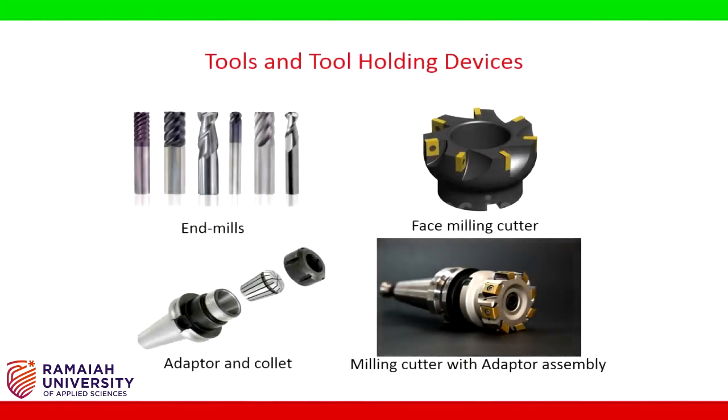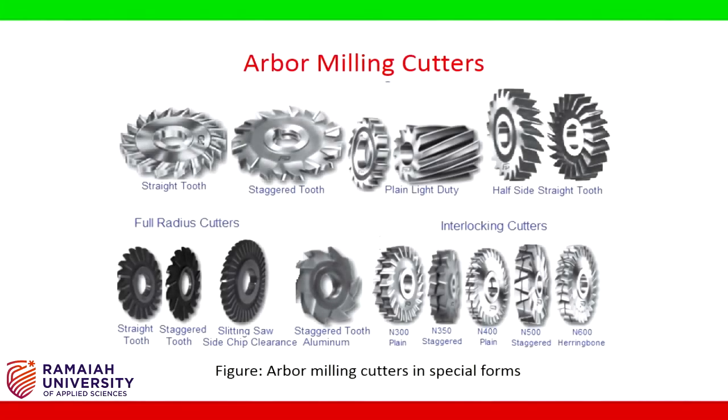Tools and tool holding devices. The figure shows the end mills and inserted types of cutters along with adapters for holding the tools. Arbor milling cutters. Slot milling cutters are generally mounted on the arbor of the horizontal milling machine, and these tools are generally used for machining of gears and slots.